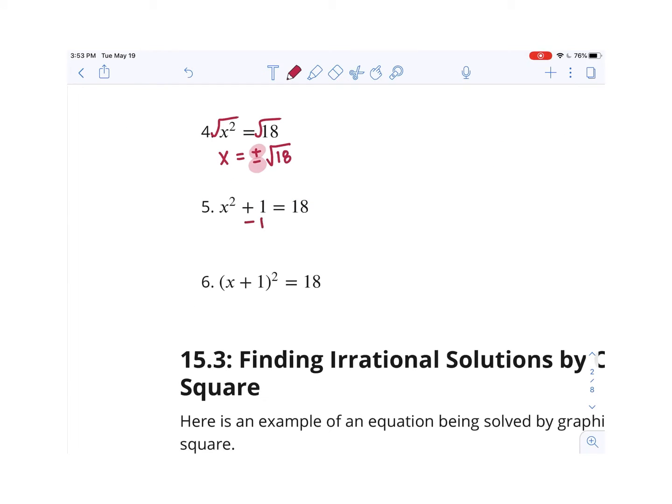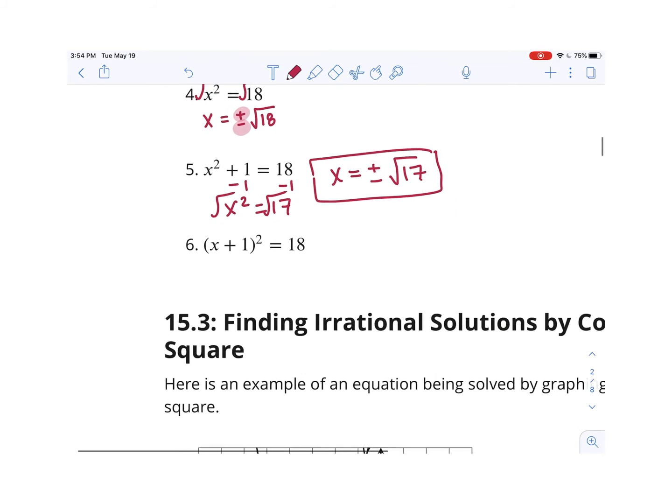Here, we would subtract 1. We'd have x squared equals 17. Again, if I take the square root, I'm going to get that x equals plus or minus the square root of 17. And again, that's my exact solution.